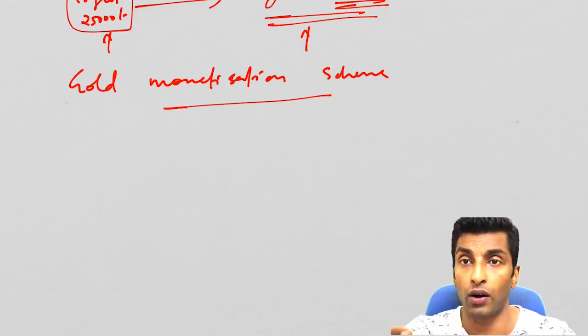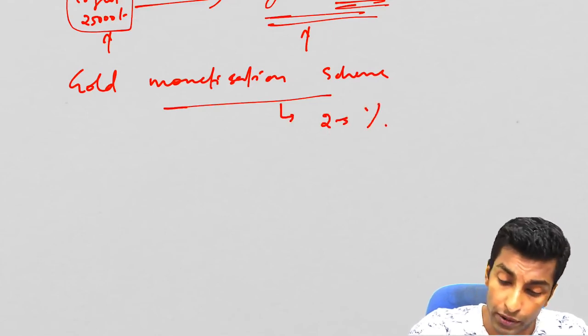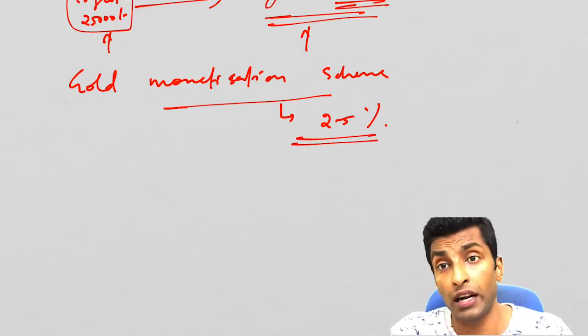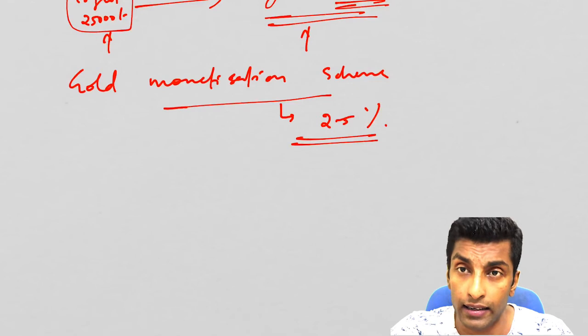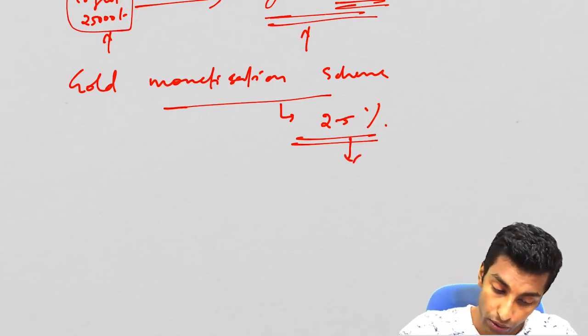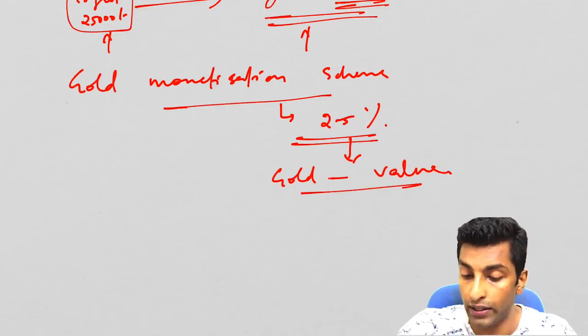You can start a gold account in bonds, and based on that you'll get interest. Basically 2.5% interest you'll get, and apart from that, upon maturity you can get the gold or the equivalent value of gold. So you will get gold or equivalent value at that point of time.